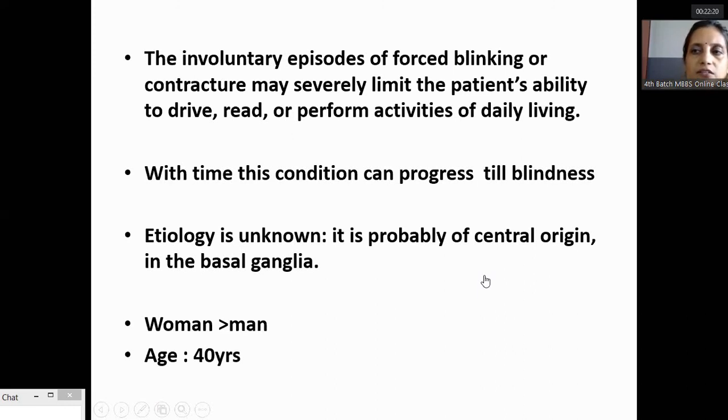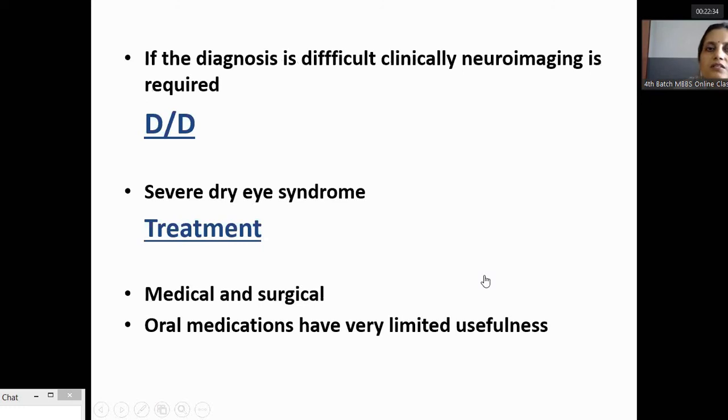What is the etiology of this blepharospasm? It's still unknown, but it is probably of central origin in the basal ganglia. Women are affected more commonly than men, and onset occurs around 40 years. If the diagnosis is clinically difficult, neuroimaging is required, so we go for an MRI.